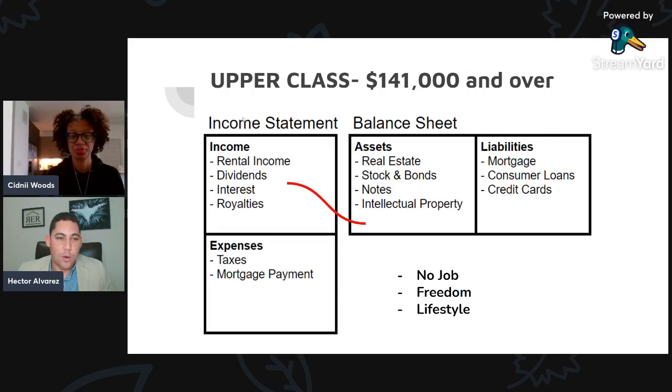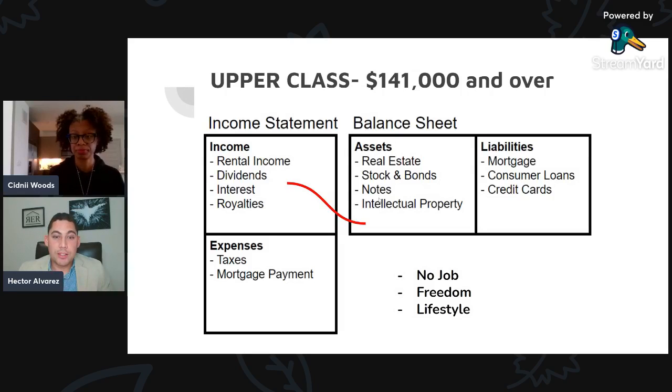So the third class, the upper class, or what they call rich, more or less from 140,000 and over, is different, and not everybody will do this. But the mindset is that you acquire assets, right? You have your balance sheet, and you have assets. There weren't assets in the other classes. No, not at all. And it could be real estate, it could be stocks, it could be notes.